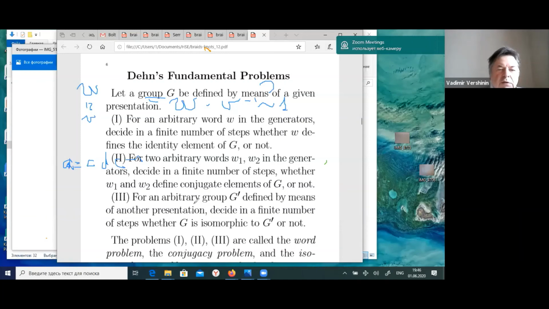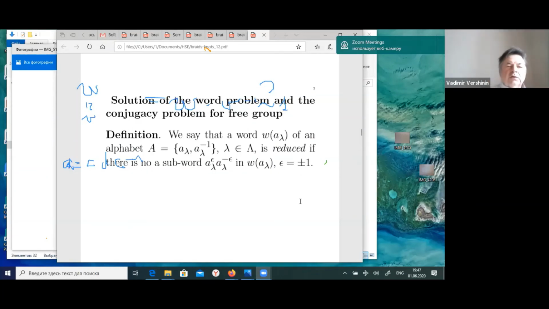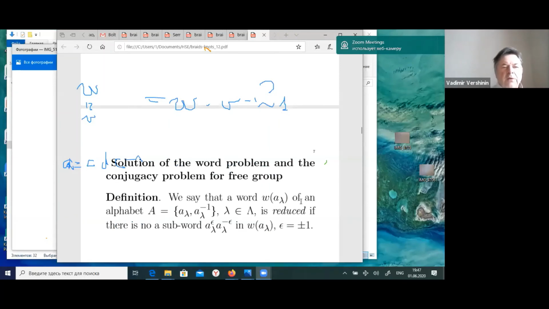We shall need these notions when we look at the braid groups. And now we just mention a very simple thing, that in some cases these two problems have an algorithmic solution. This is the free group. We also need this when we study the braid group.